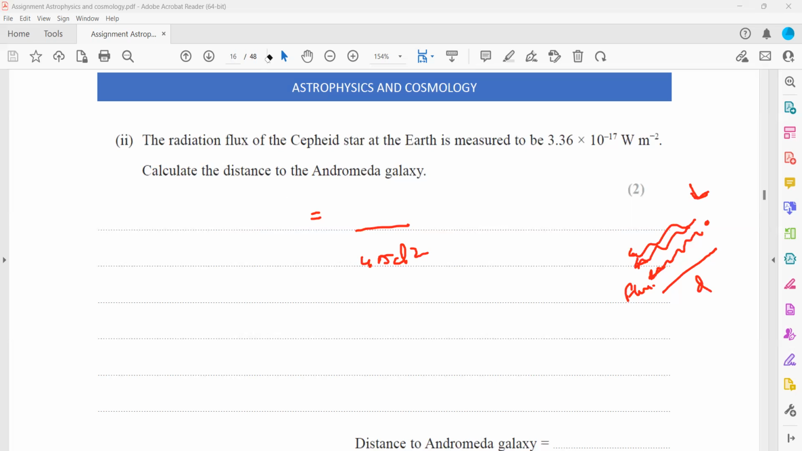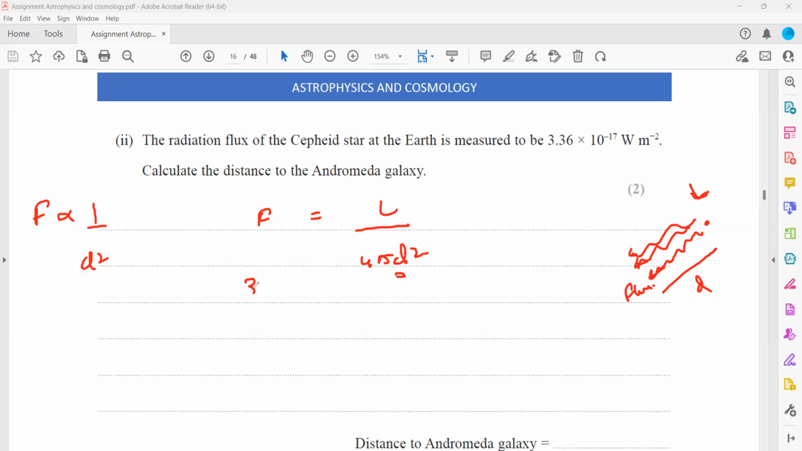The flux follows the inverse square law. If the distance doubles, the flux will be a quarter. If the distance is 3 times, the flux will decrease by 9. So flux is equal to luminosity divided by 4 pi d square. We want to work out the distance here, d.